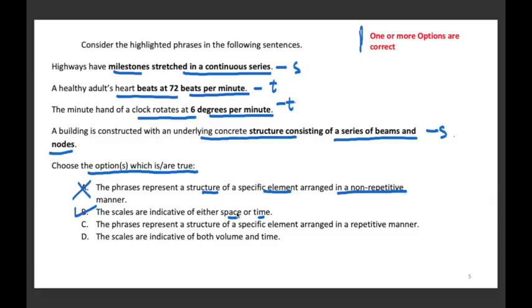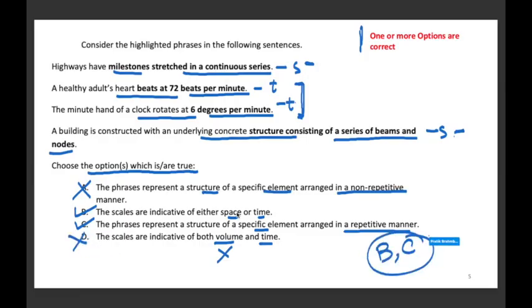The phrase represents a structure of specific element arranged in a repetitive manner. We have already established that. And the scales are indicative of both volume and time. Some are indicative of time, but some are indicative of space, not the volume, but the space. So volume is wrong. Henceforth, that one is wrong. So B and C are correct answers here.